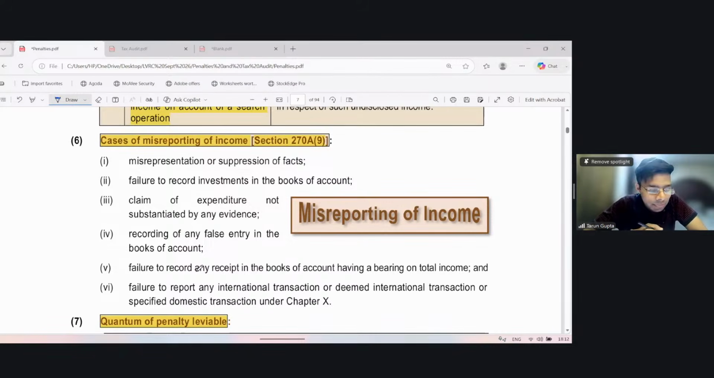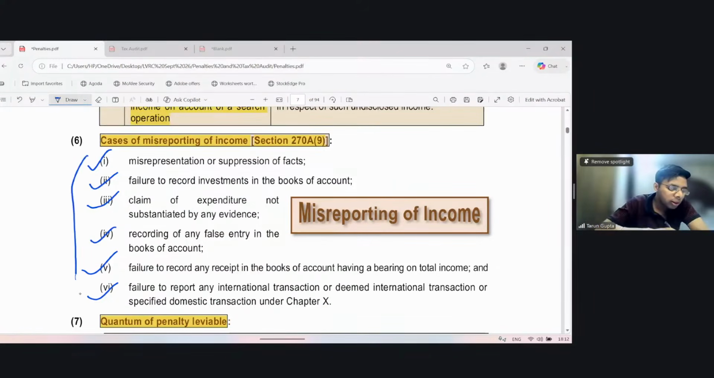So what are the cases? If there is a misrepresentation or suppression of facts, if there is a failure to record investment in books of account and the AO finds it, if any expenditure is claimed which is not substantiated by any evidence, if there is any false entry recorded in the books of account, if the assessee has failed to record any receipt in the books of account having a bearing on total income, if the assessee failed to report any international transaction, deemed international transaction or SDT under Chapter 10, transfer pricing.